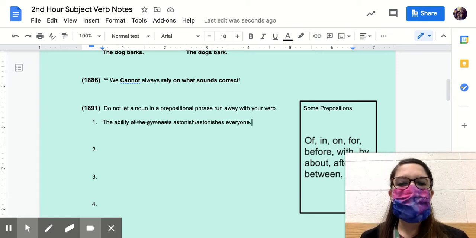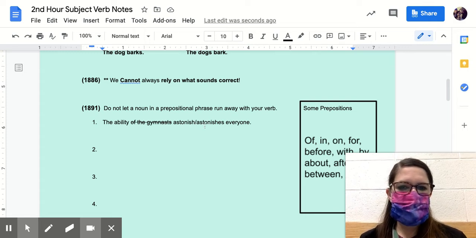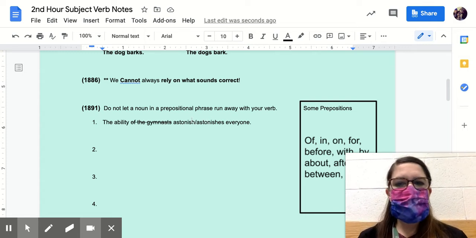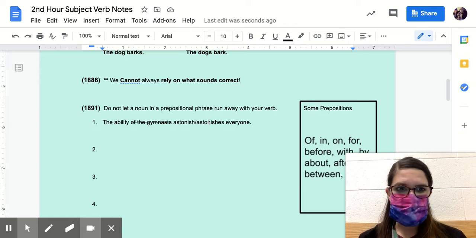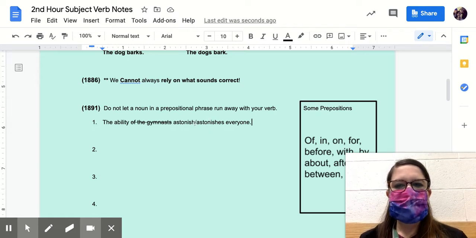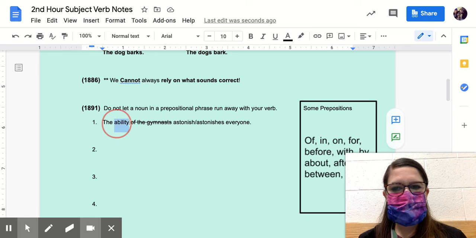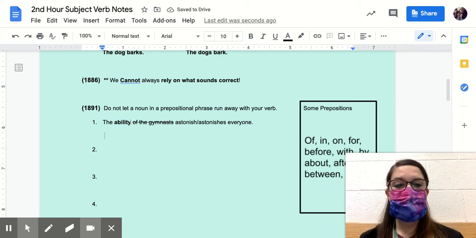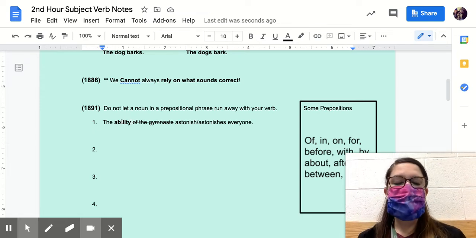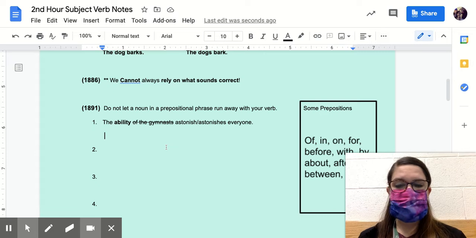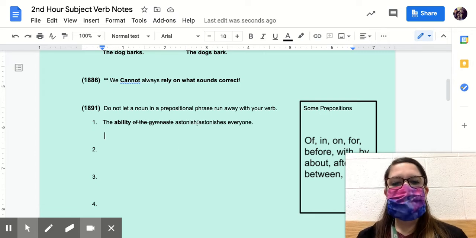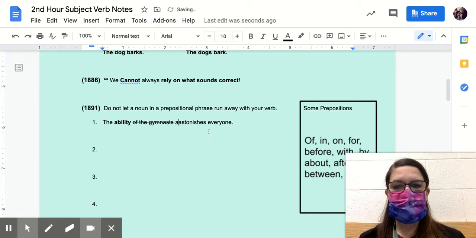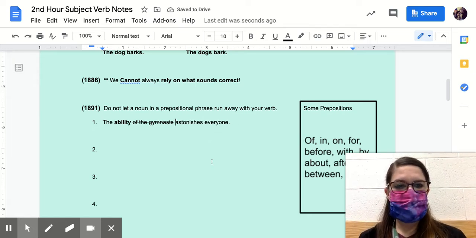So now we've got our verb is going to be one of these two. Who or what in this sentence is doing the astonishing? What's astonishing everyone? And our answer is the ability. So this would be our subject. Is the subject singular or plural? The ability is singular. It's not abilities. There's only one ability. And since it's singular, we need the singular verb, which is astonishes. Look at that.